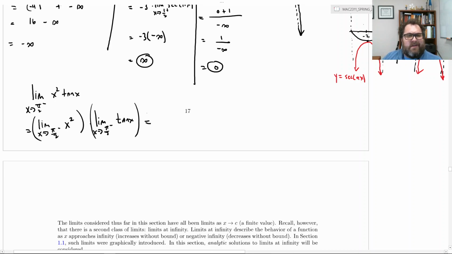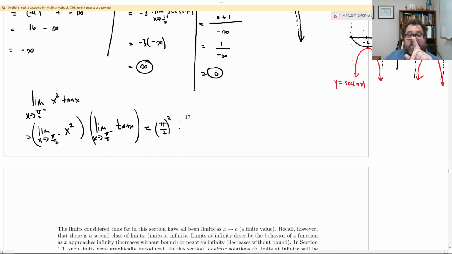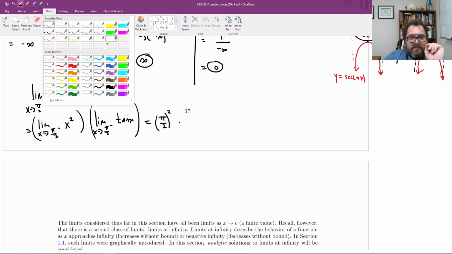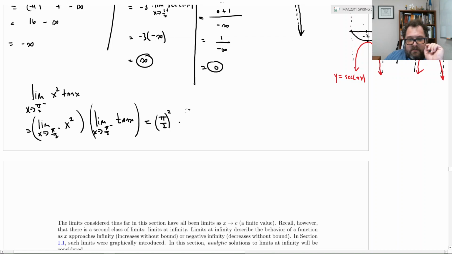Now, this first one, x squared, that's a quadratic function. It's defined for all real numbers. There's no weirdness in that. It's a nice parabola. To find the limit, direct substitution works. So this is going to simply be pi over 2 squared is the first limit. Now, I don't really care what pi over 2 squared is. It's just a finite number is what we need to realize. A finite number. Okay? So you have pi over 2 squared.